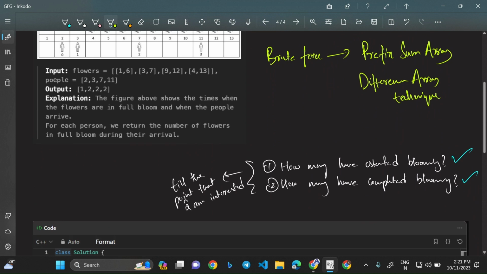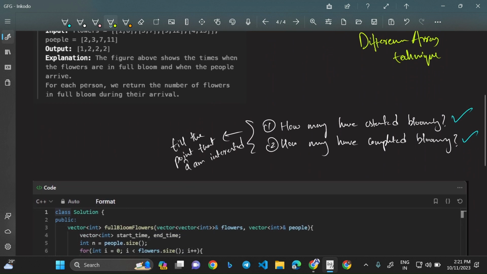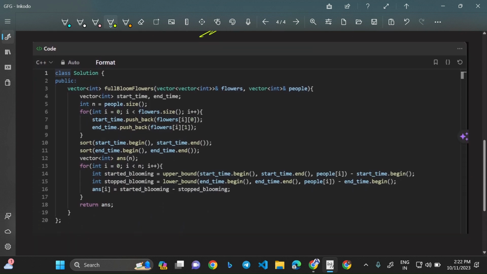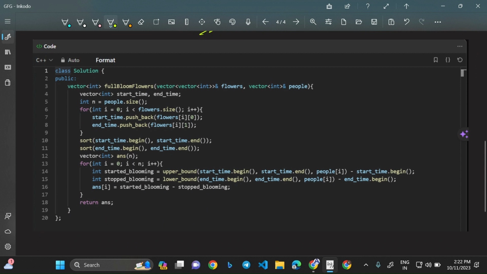What is the optimal technique? Answering the 2 questions: how many have started blooming, and how many have completed blooming, till that point that I'm interested in. So we'll be going through the code now. We have vectors start time and end time, 2 vectors to store the start time and end time. So start time dot push_back of flowers of i of 0 pushes the start time, and this pushes the end time. And now we need to sort them.